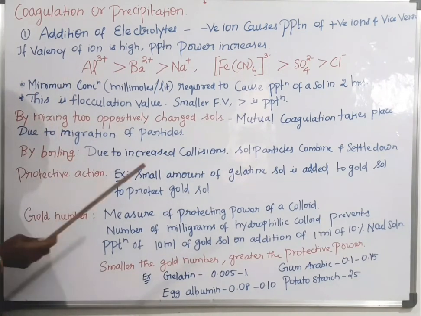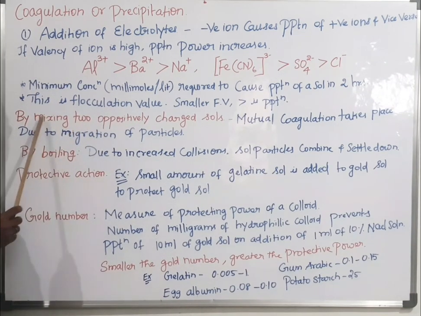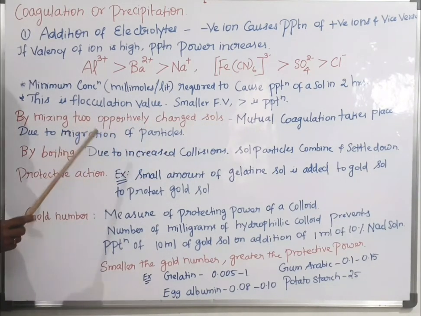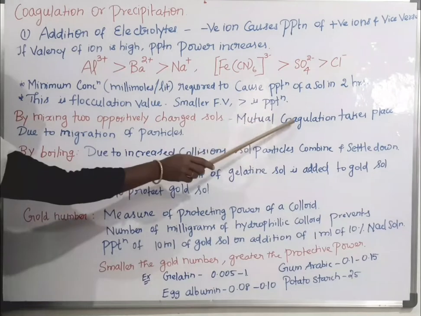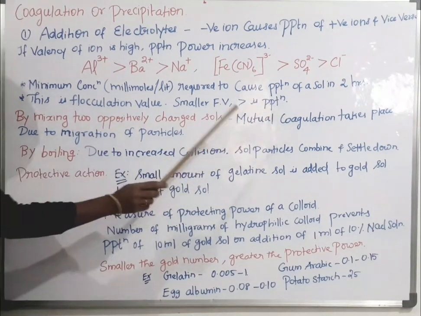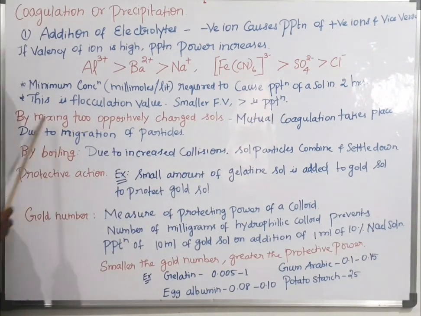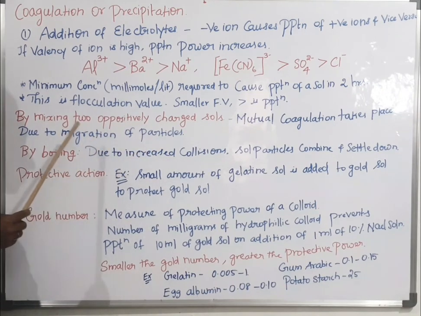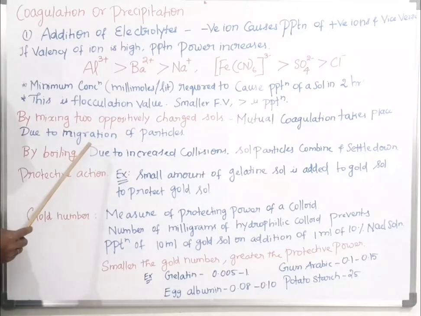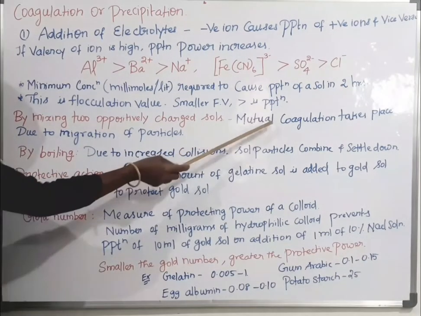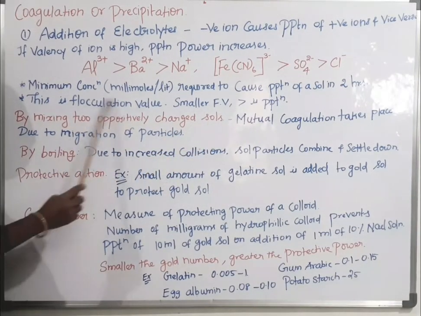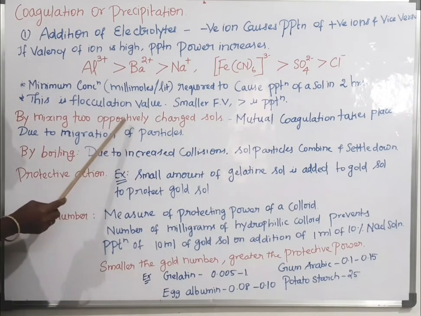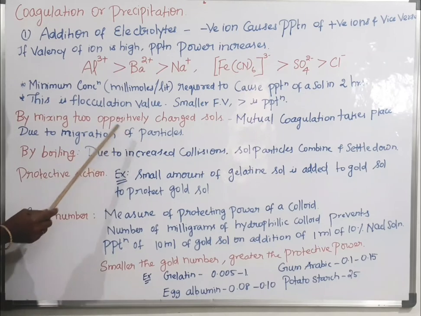This is one reason. And the next one is mixing two oppositely charged colloids. If we mix two oppositely charged colloids, then mutual coagulation takes place. That is, precipitation takes place due to the migration of the particles from the surface. The particles migrate from the surface, and also mutual coagulation takes place because of mixing two oppositely charged colloids. This is one reason that precipitation occurs.